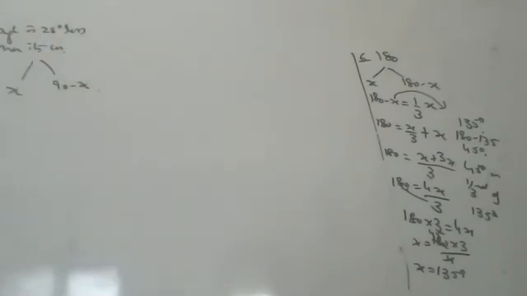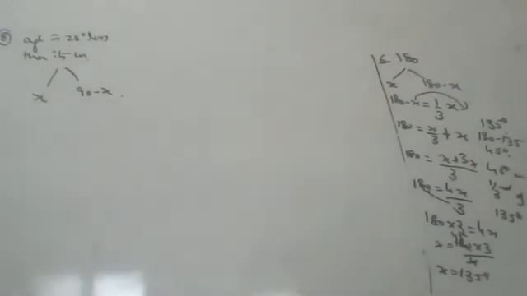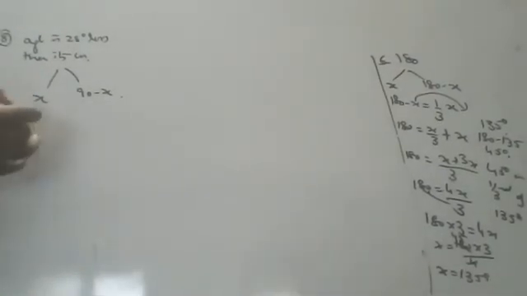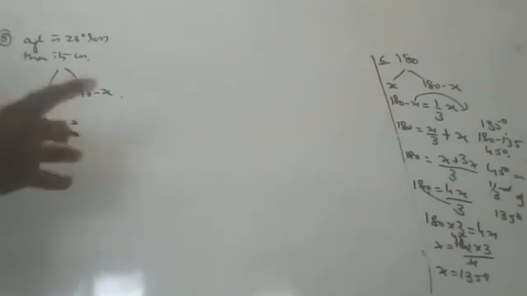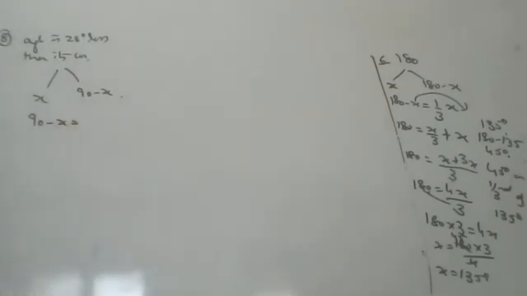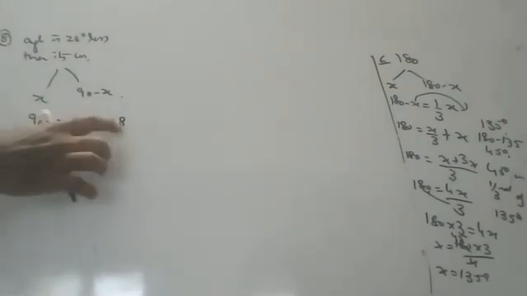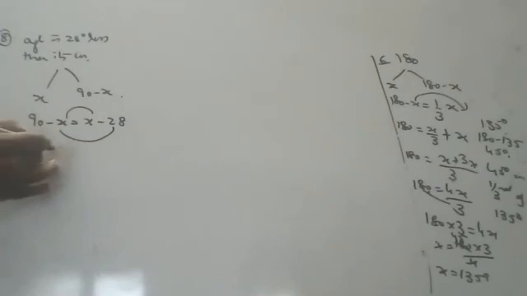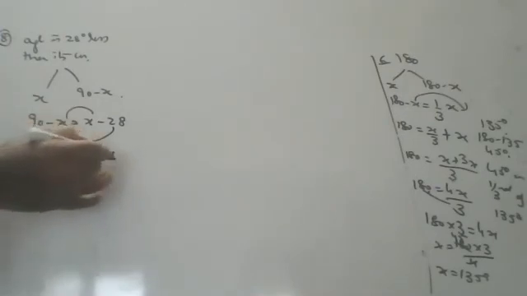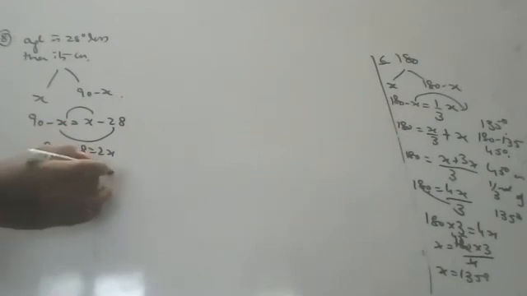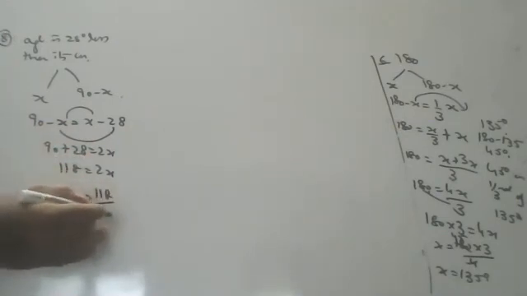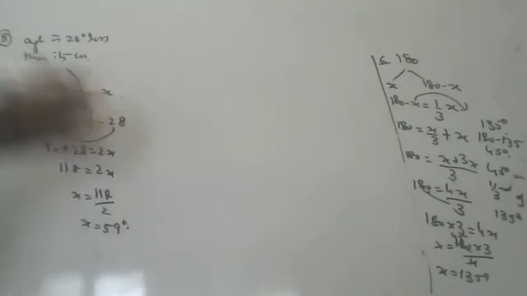Anyone wants to try, children? Sir, can I say? x minus 28 is equal to 90 minus x. The angle is 28 degrees less than its complement. So x plus x is 90 plus 28. x is equal to 118 by 2. x is equal to 59 degrees.